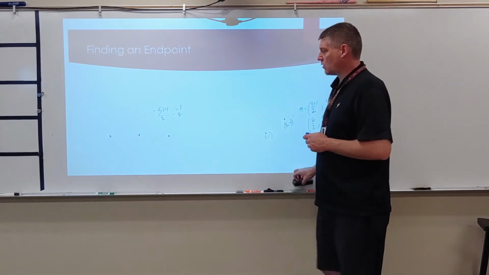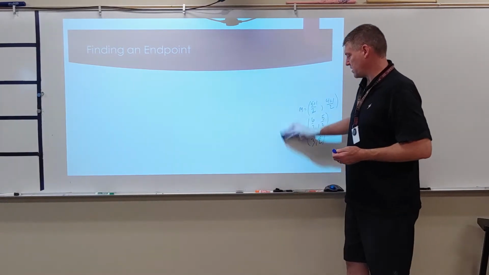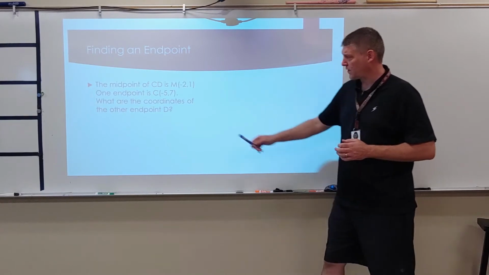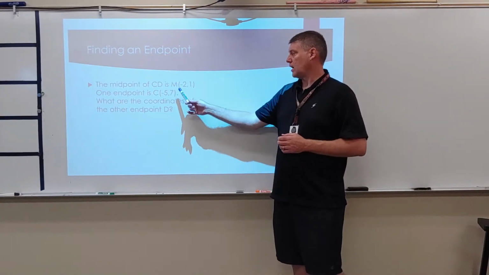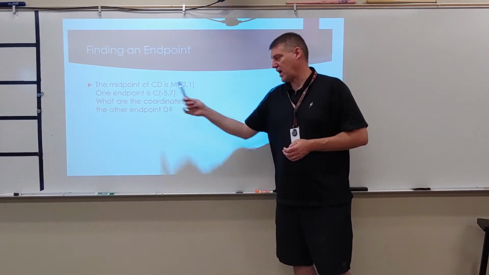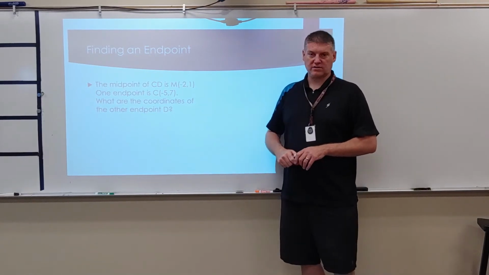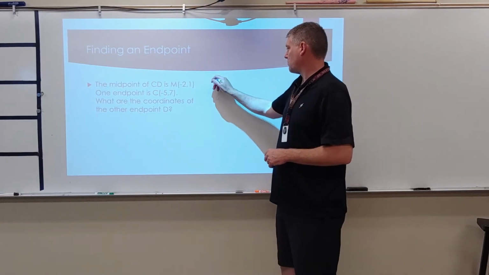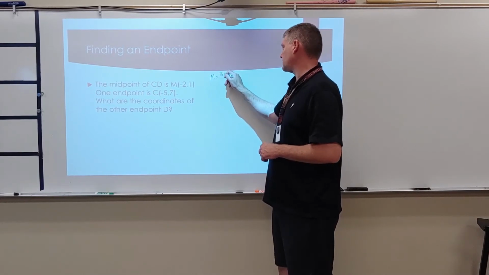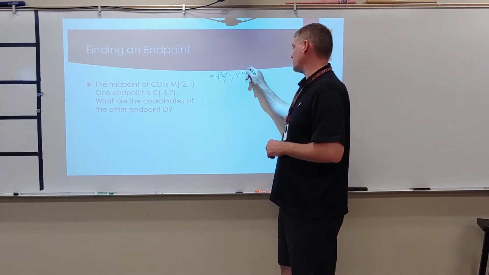Okay, so we're going to find an endpoint given that I already have a midpoint. This is kind of an extension of that. If I have the midpoint, here's my midpoint is -2, 1, and I have an endpoint of -5, 7, I can find the coordinates of D. Okay? So remember that the midpoint is x1 plus x2 over 2 and y1 plus y2 over 2.